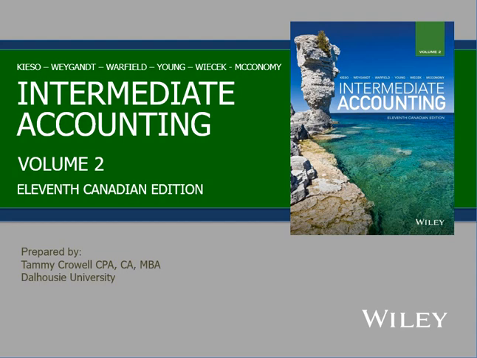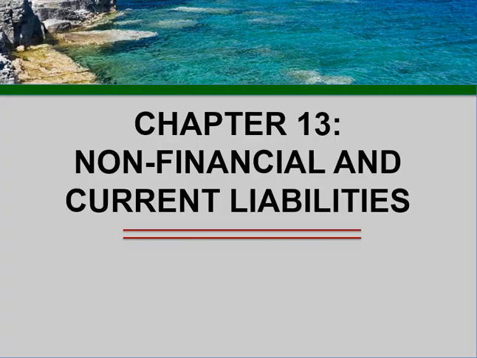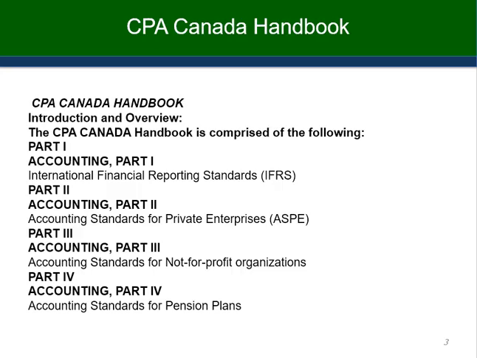So this is the first one, and it's Business 354. So this is Intermediate Accounting, the second part. And so this first chapter that we're covering in this course is Chapter 13, where we're talking about non-financial and current liabilities. So we've learned a little bit about these in previous courses, but this course takes a look at these issues in a lot more depth.